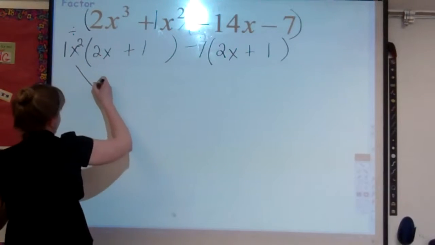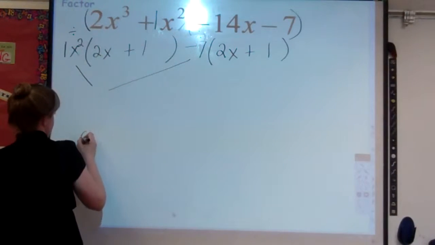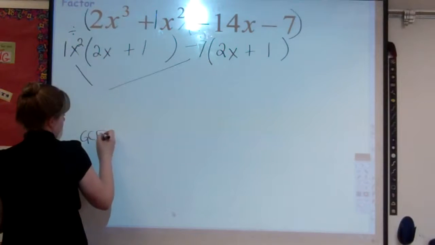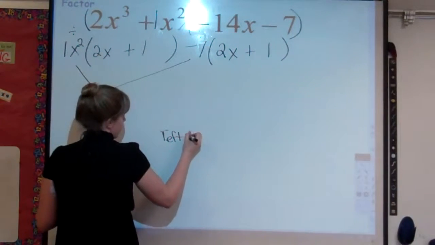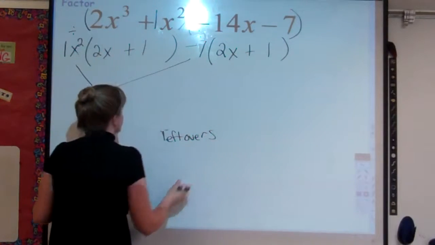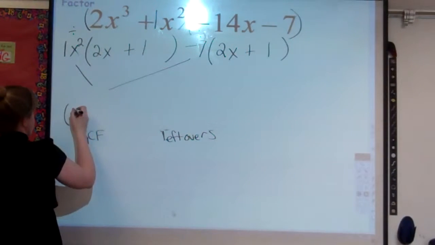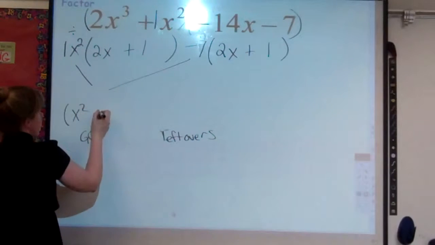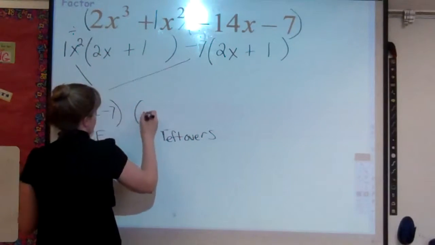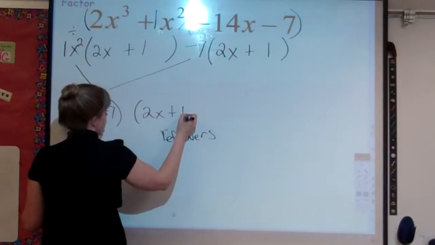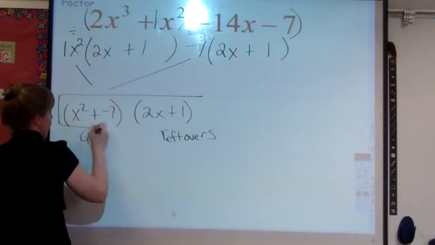Finally, we regroup with our greatest common factor group and my leftovers. So my greatest common factor group is 1x squared and -7. My leftover group is 2x plus 1. That is my final answer.